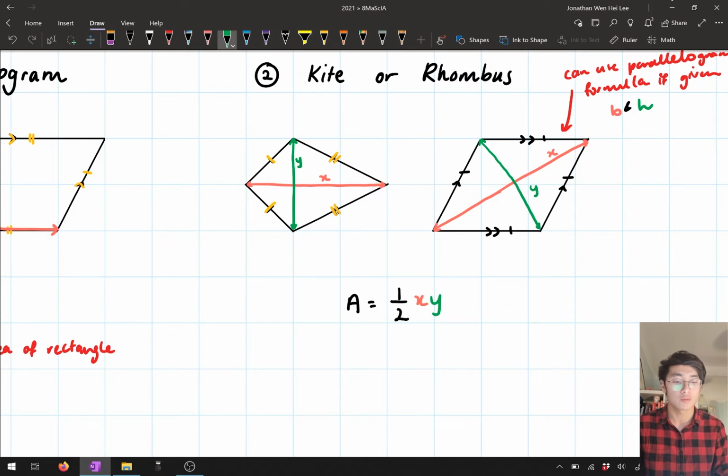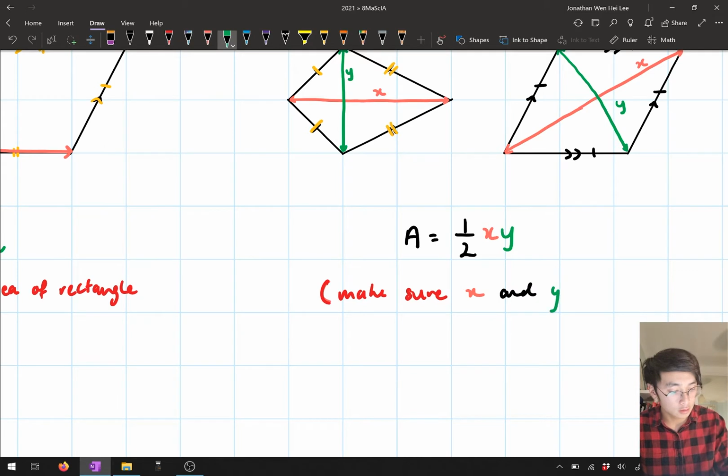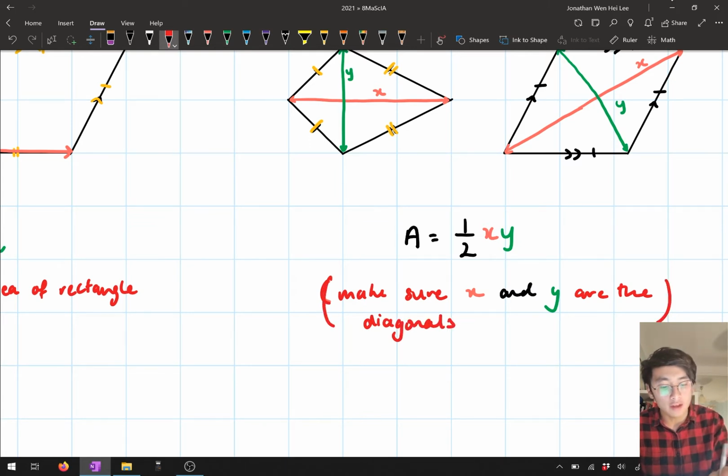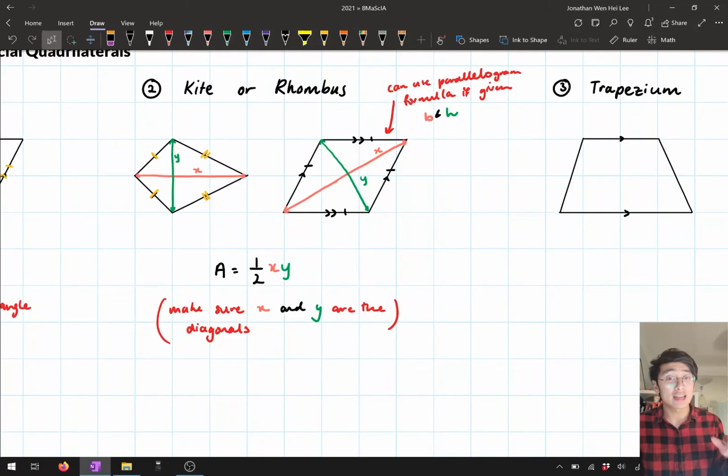Half times x and y, and we need to make sure, let me make a note: make sure x and y are the diagonals. So we need to make sure that they're the diagonal lines that go across my shape, from opposite corners. Okay, that's the second formula that we need to know.